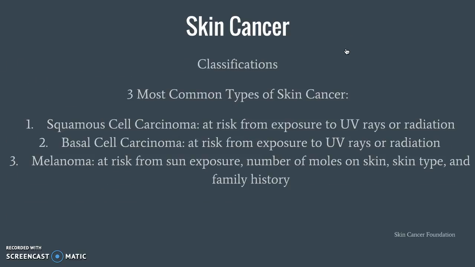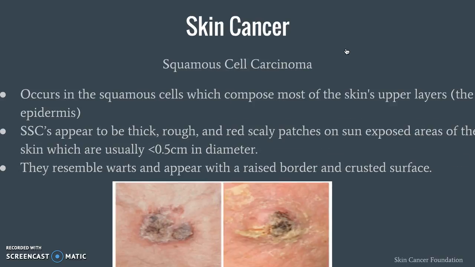The three classifications of skin cancer, and the most common types that we're going to talk about, are squamous cell carcinoma, basal cell carcinoma, and melanoma. Squamous cell and basal cell carcinoma occur from overexposure to UV rays or radiation. Melanoma can also occur from overexposure to the sun, but it can also be determined by the number of moles on your skin, your skin type, and your family history.